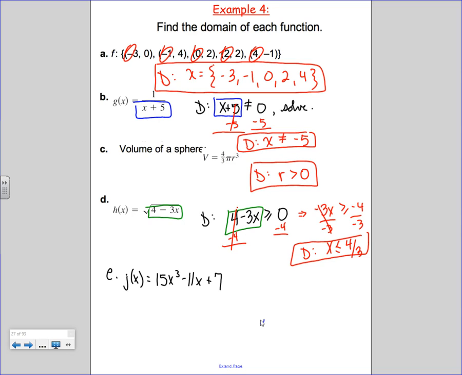Last but not least, letter E. Ooh, the hardest one. Or maybe the easiest. I heard it, say it louder. Why is it all real numbers? It's so nasty. It has a 15 and an x cubed and all sorts of, like 11x and a 7 and some negatives.